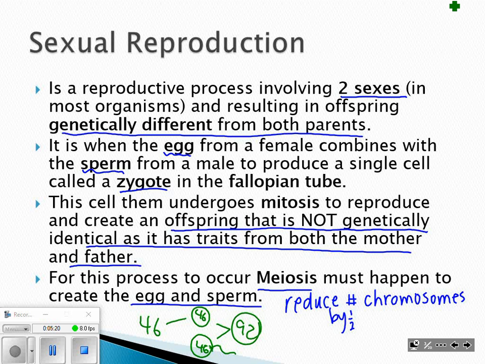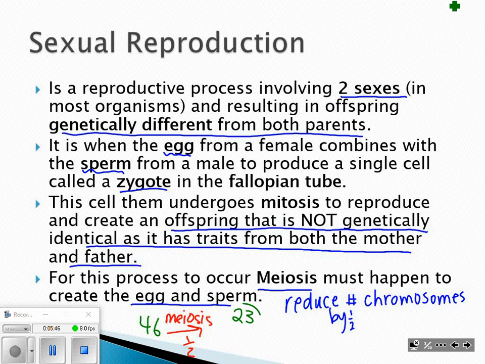So this can't happen. How would it be too many chromosomes? And that organism would just be miscarried. Okay, that wouldn't survive. So we need a process to reduce those number of chromosomes by half. So what happens is these cells undergo meiosis, and that halves the number of chromosomes. So then halves it to 23.